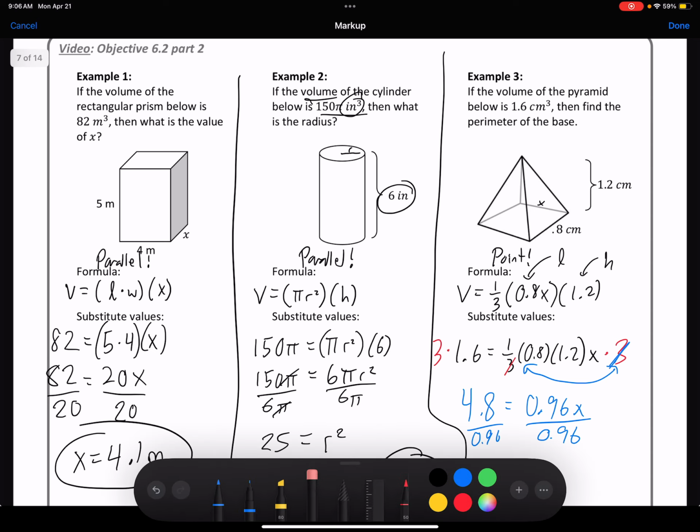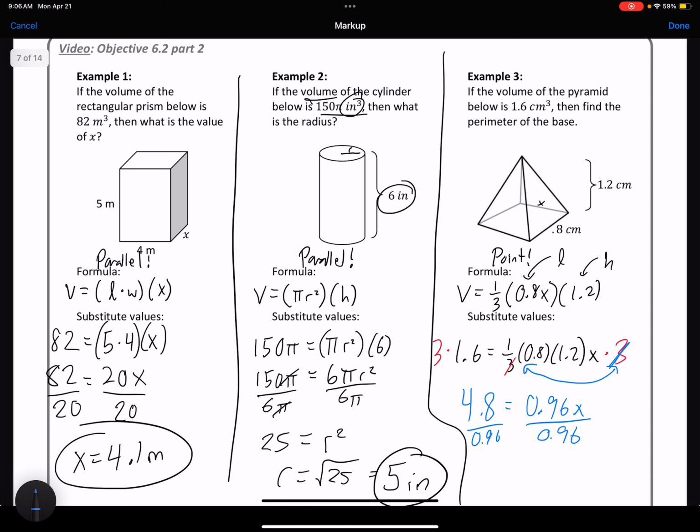And so x is equal to this, which turns out to be 5. Then what do we need? 5 of some unit. And so it's centimeters. But look at the question. They say, what is the perimeter of the base? Perimeter. So if we want the perimeter, we have to add up all 4 sides for the base.